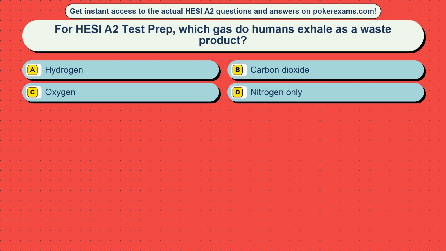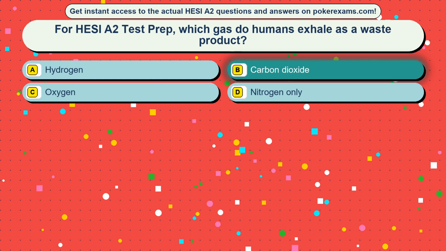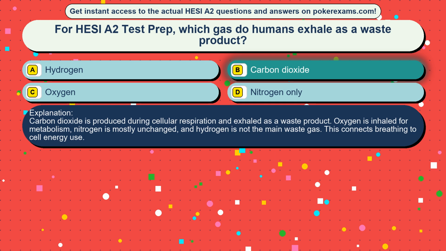Question 12. For HESI A2 Test Prep, which gas do humans exhale as a waste product? Option A, hydrogen. Option B, carbon dioxide. Option C, oxygen. Option D, nitrogen only. The correct answer is option B, carbon dioxide. Carbon dioxide is produced during cellular respiration and exhaled as a waste product. Oxygen is inhaled for metabolism, nitrogen is mostly unchanged, and hydrogen is not the main waste gas. This connects breathing to cell energy use.